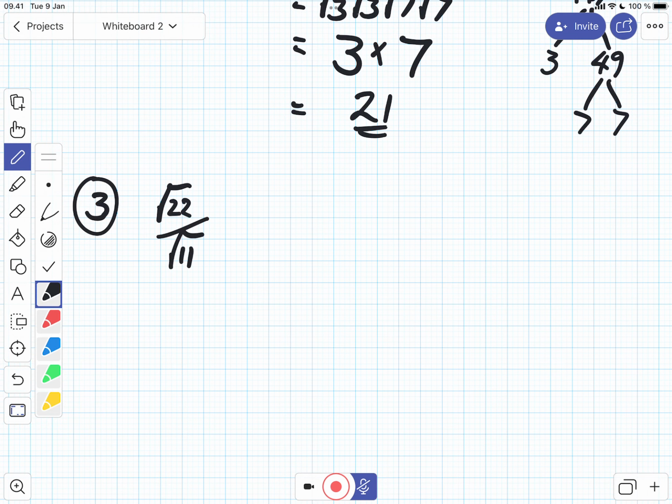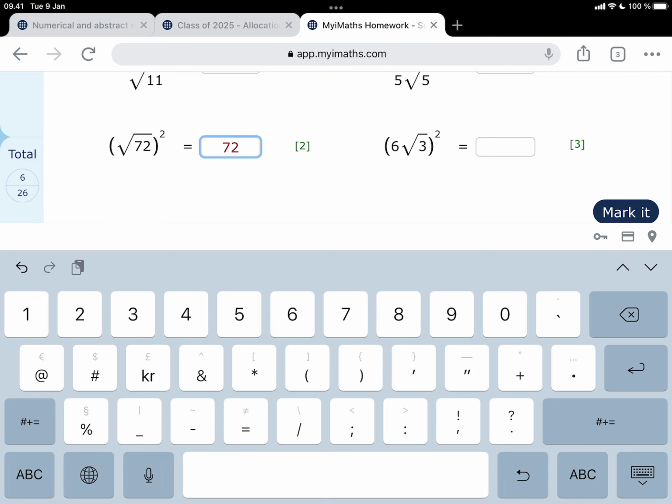Okay, next one. Square root of 72 squared. Well, again, the square root and the squared cancel each other out, so that is just 72. That's fairly straightforward.